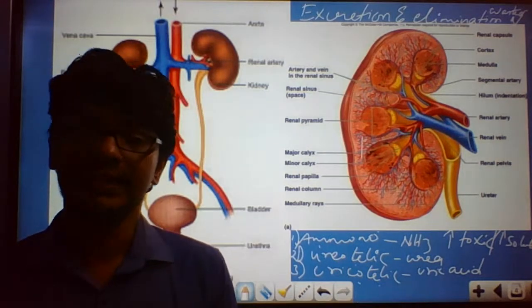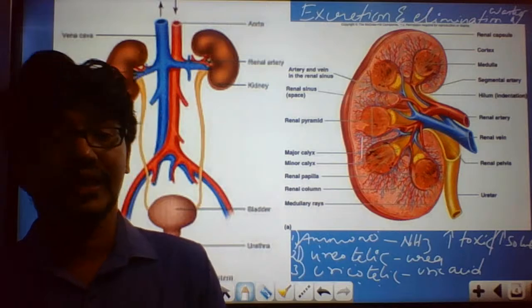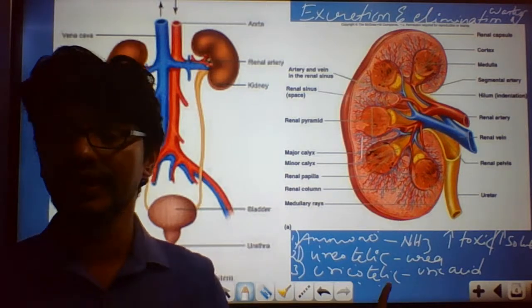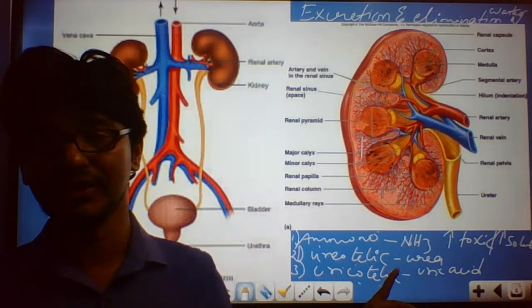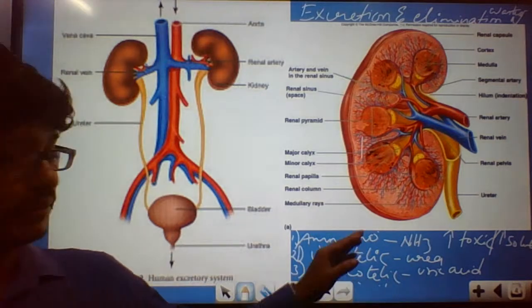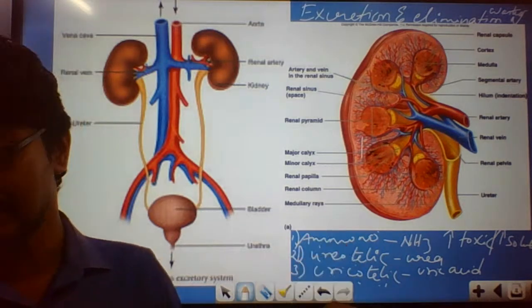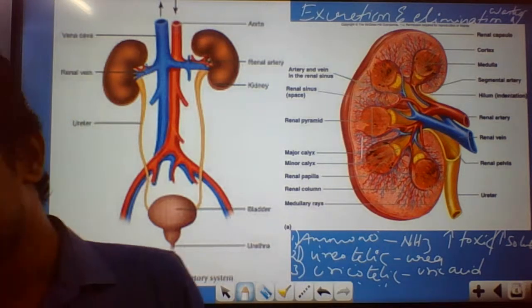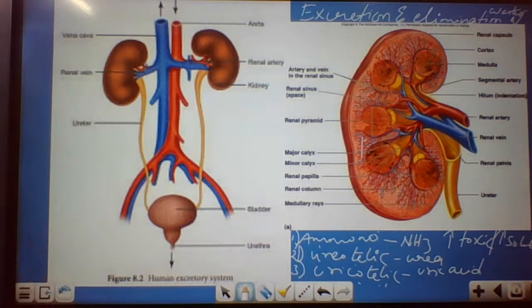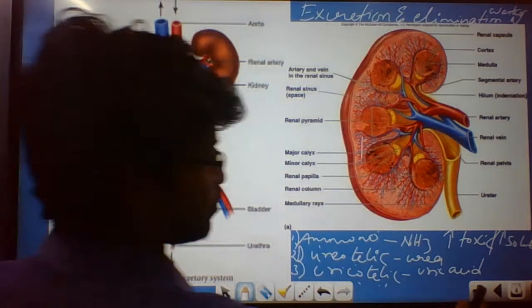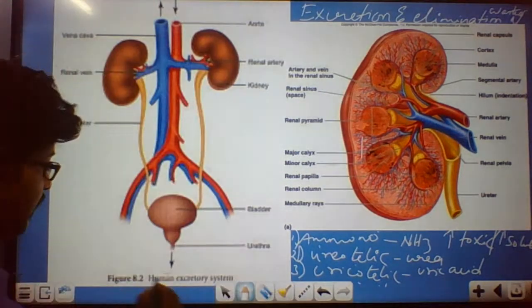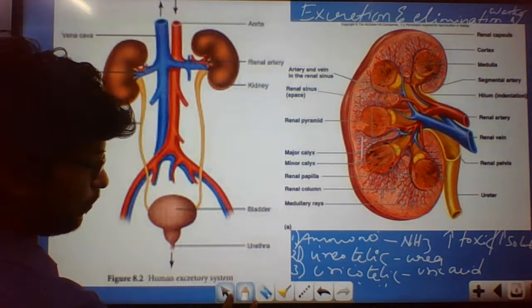Or questions will come like which is the least soluble, which is highly soluble. So from this chapter you can get a question. And apart from that, when you look at nitrogenous waste, we have other types of nitrogenous waste. We have trimethylamine oxide. When you talk about trimethylamine oxide, we call it TMO.